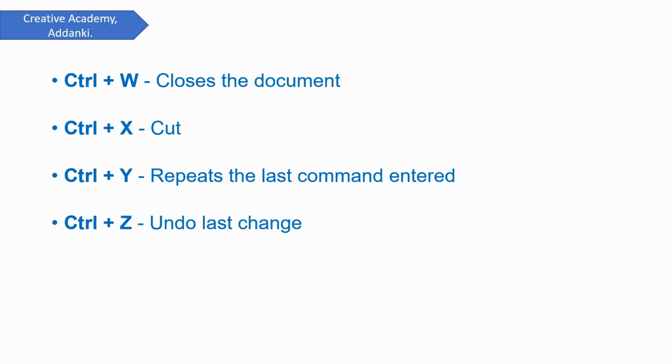Control Y repeats the last command. Whatever operation you performed previously, the same operation will get repeated by using Control Y. If you want to come back from your previous operation or undo the last change, you can go for the shortcut Control Z. These are different useful shortcuts in the Control plus alphabet combination from Control A to Control Z. Let's see how these shortcuts will work in MS Word.